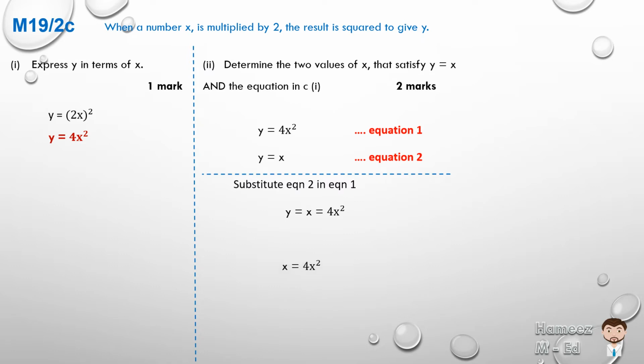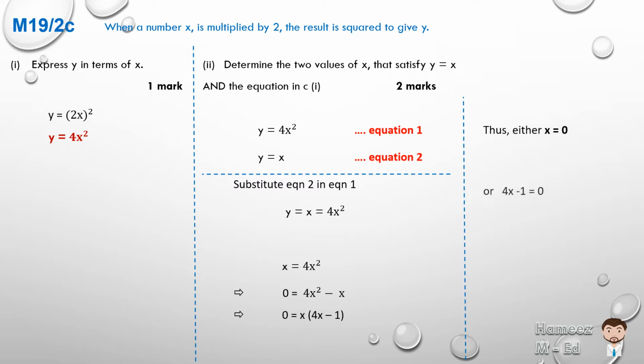And let's carry the x across. It's plus x on the left-hand side. When we carry it across, it becomes minus x. So 0 is equal to 4x squared minus x. And we can factorize out the x. So 0 is equal to x by 4x minus 1. Thus, either x is equal to 0 or 4x minus 1 is equal to 0.